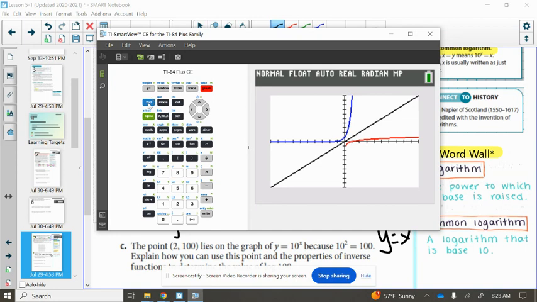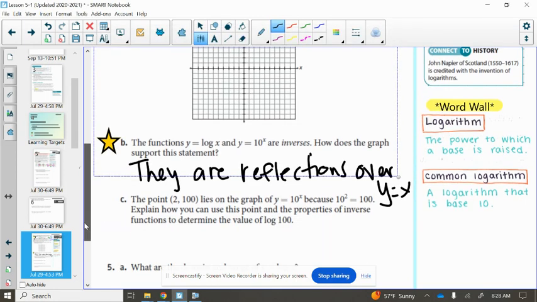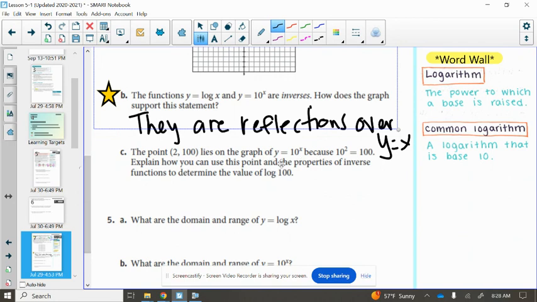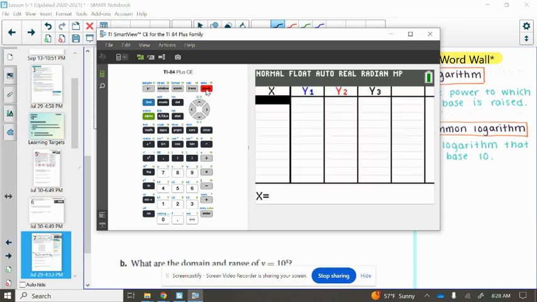And again, with that inverse relationship that we see happening in our graph as well, we can also take a look at some of the points. So for part C, it says the point 2, 100 lies on 10 to the x because 10 squared is 100. Well, if we go under our table, we still have this in ask mode. If I graph x, again, I see that that 100 is its output. Well, if I look at 100, I see that on that other graph, I have that x output value of 2. So again, showing that flip-flopping nature on this.